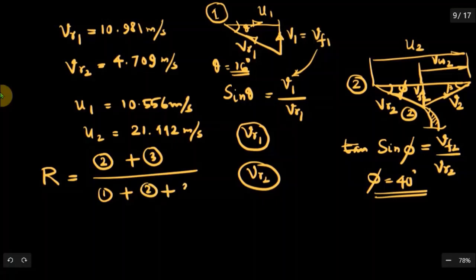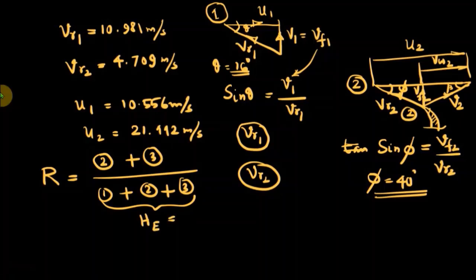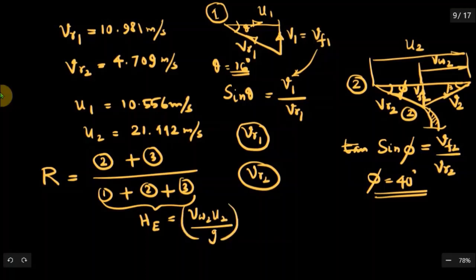This 1 plus 2 plus 3 you need not calculate again, because this much is Euler's head, and that we calculated. In simple terms, instead of adding the three terms, you can calculate HE equal to VW2 U2 by g in the case of a centrifugal compressor. We have VW2 and U2, so the value of HE turns out to be 37.67 meters of air.